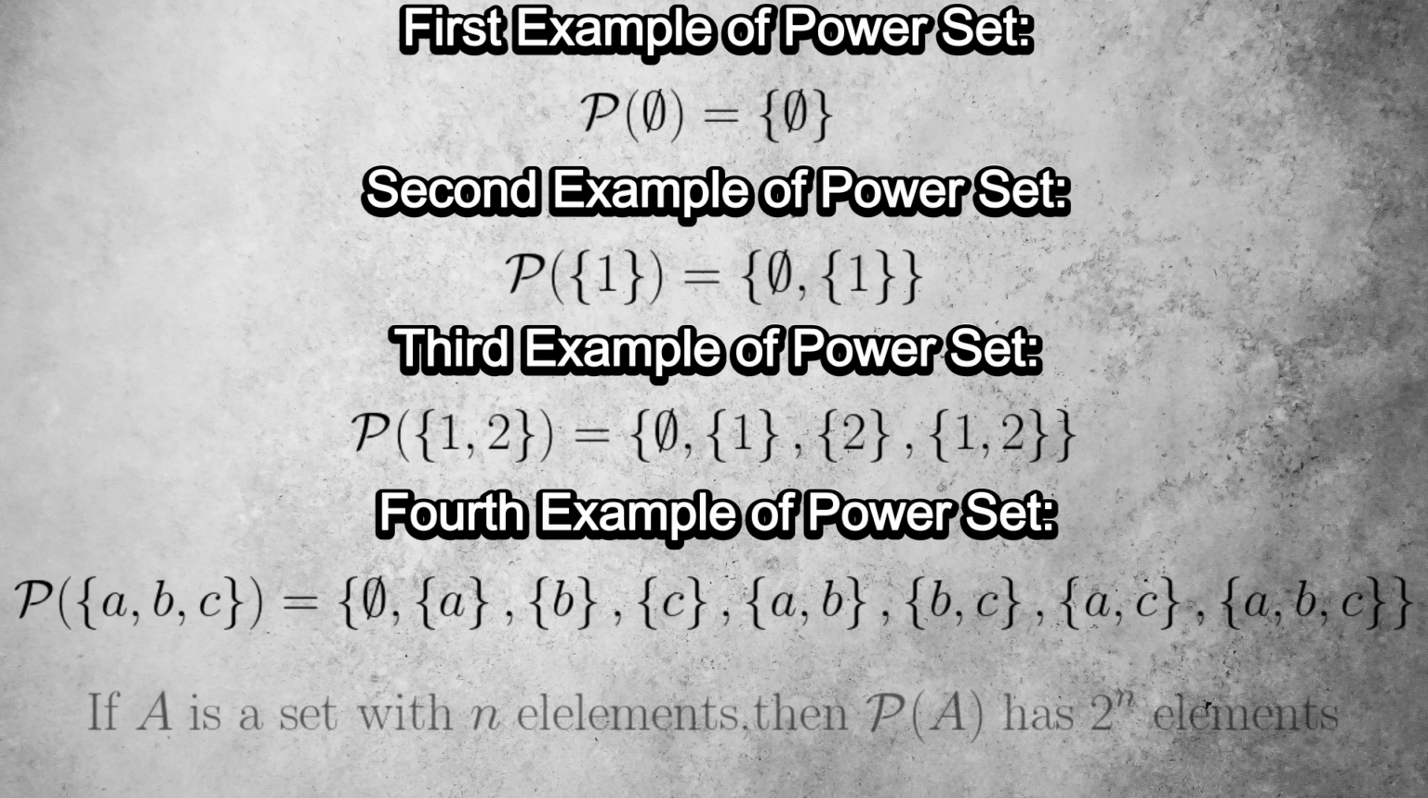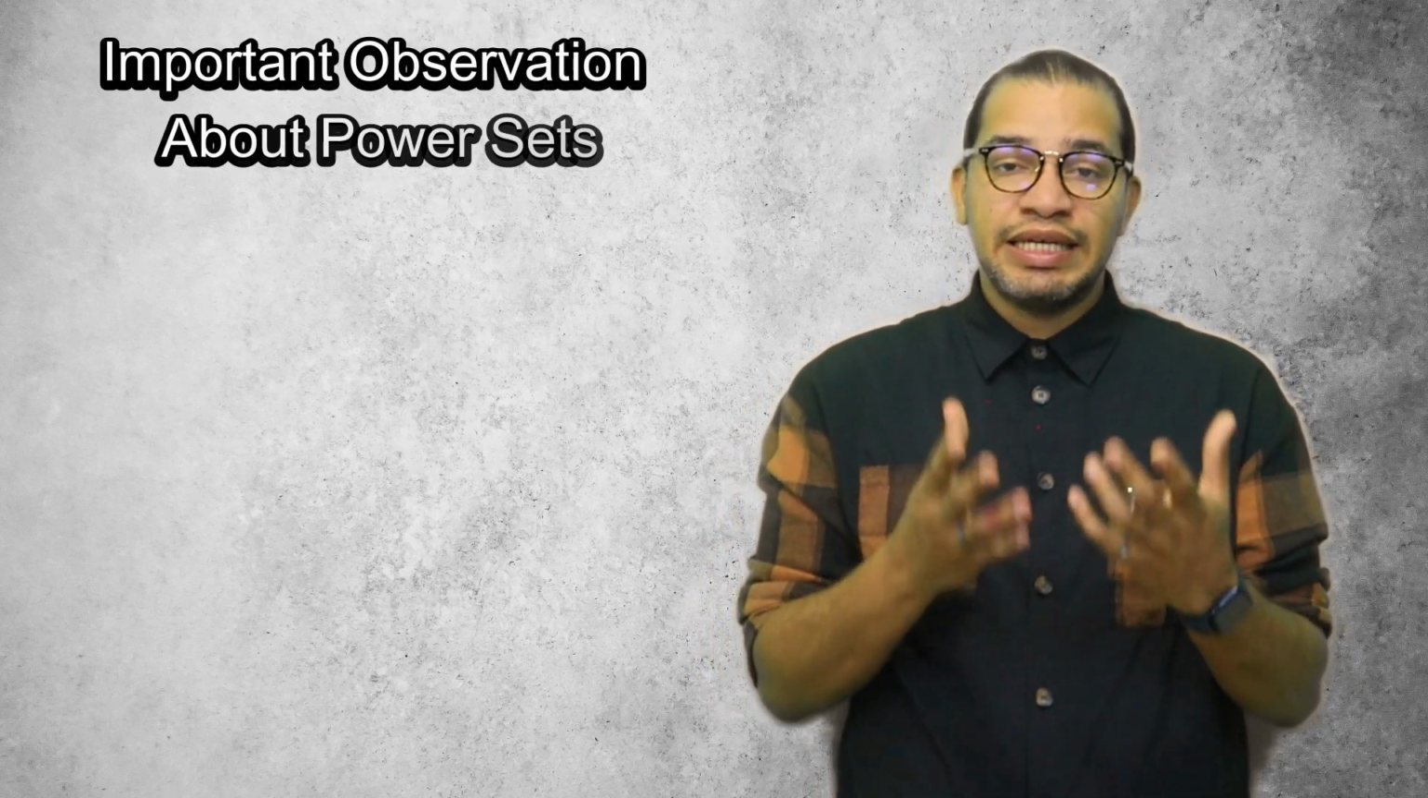Notice that if we start counting the number of elements of each of the power sets that we presented in the previous examples, this number grows exponentially by a factor of 2. As a matter of fact, if we have a set A with n elements, then the power set of this set will have 2 to the n elements. Therefore, if we have a set with 5 elements, then the power set of such a set will have 2 to the 5 elements.